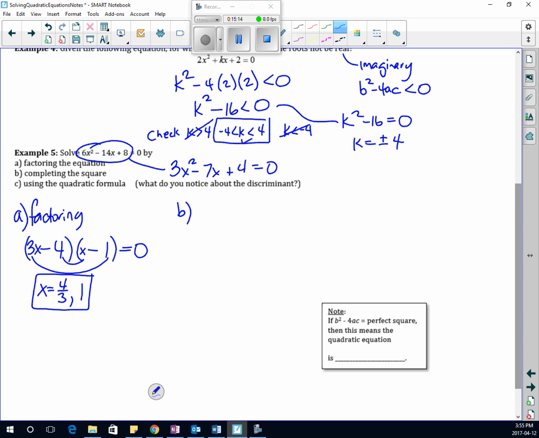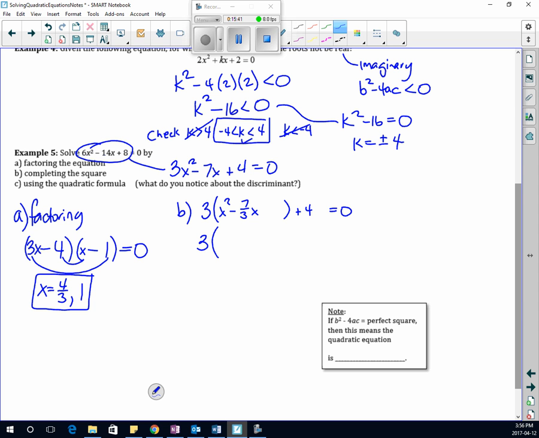So 3x squared. I'm going to factor out the 3. So I get x squared minus 7 over 3x, leave a space, plus 4, leave a space, equals 0. Again, this is going to get ugly really fast. So why are we doing this? I'm just going to prove to you that with either method we're going to get the same answer.